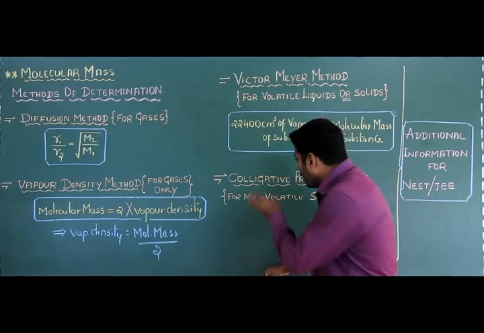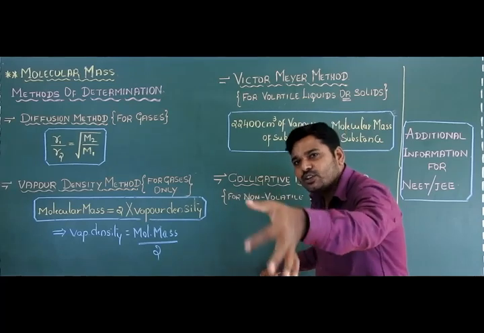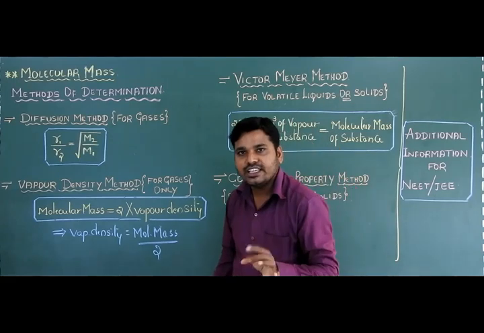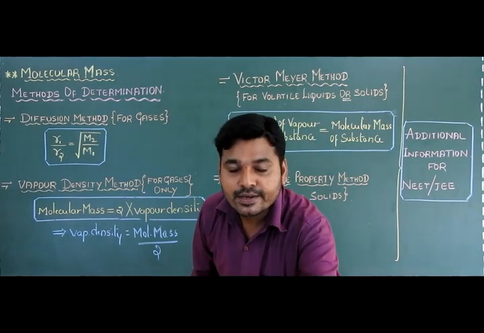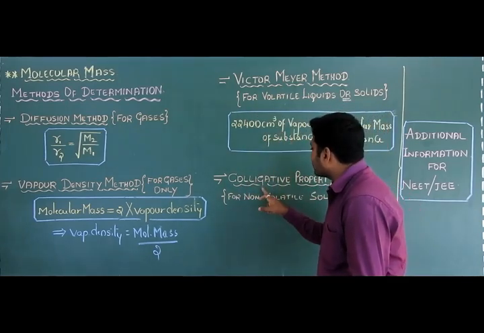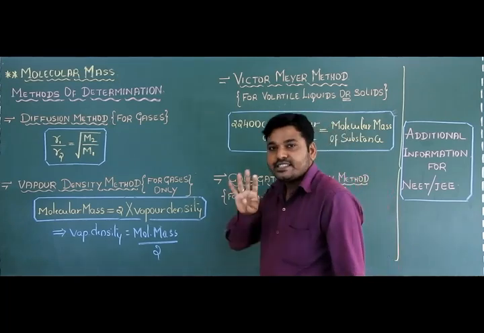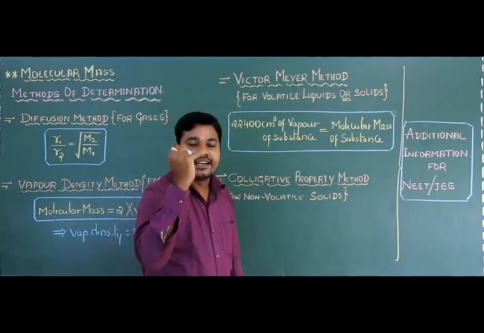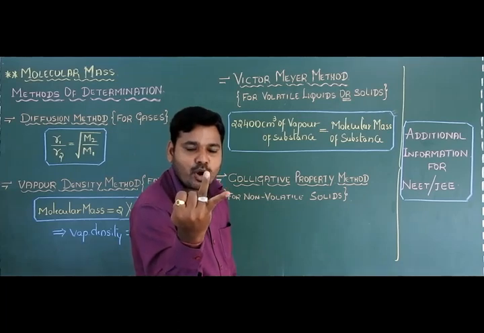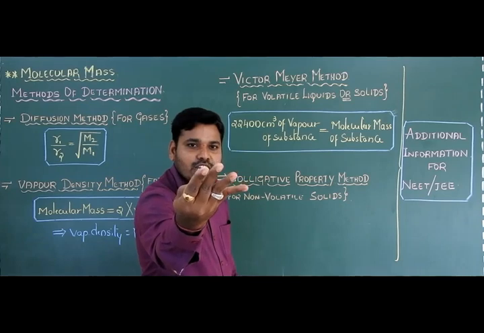And you please remember, colligative property is nothing but the property of a solution which depends only on the number of solute particles but not on the nature of a solute particle. Such properties are called colligative properties, students. And under the heading colligative properties, we have 4 different types. Relative lowering of vapor pressure, second one is elevation in boiling point, third one is depression in freezing point, and the fourth one is osmotic pressure.